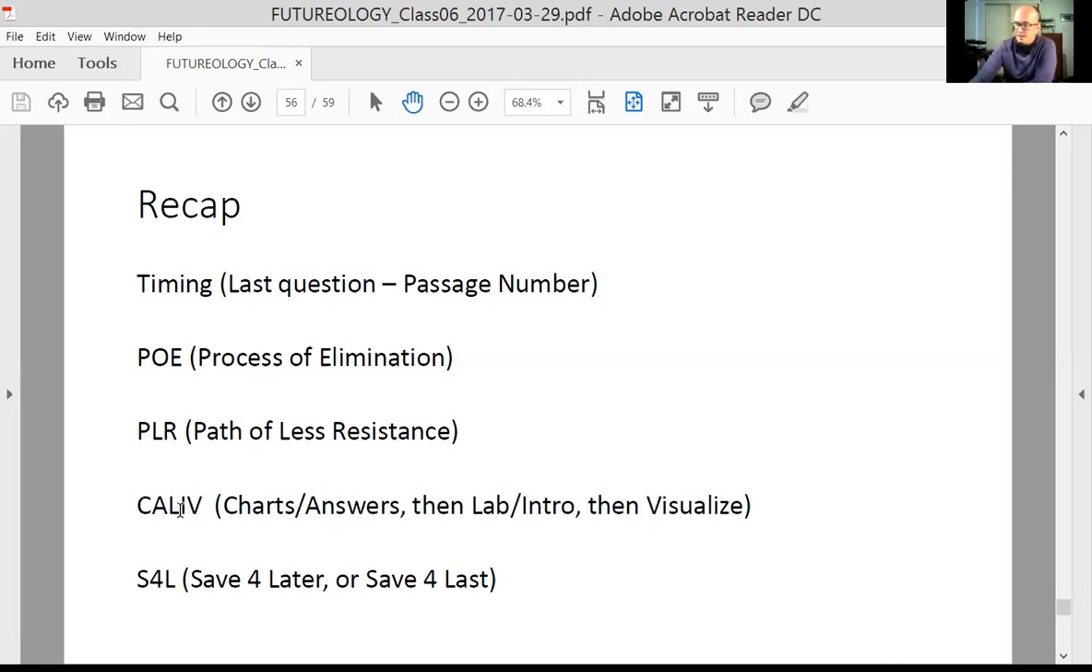I recommend that you write it down. I recommend that you think about it and that you reflect on it and that you practice it. The other thing that we talked about is save for later, which is built into Cali V. And it's also built into your personal order of difficulty, and it's also built into your timing.